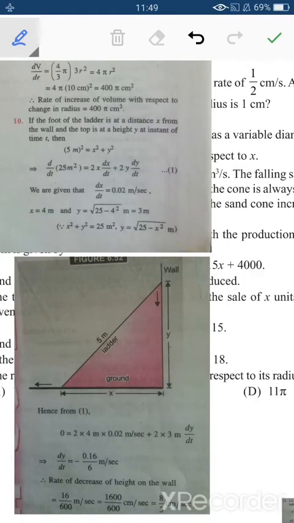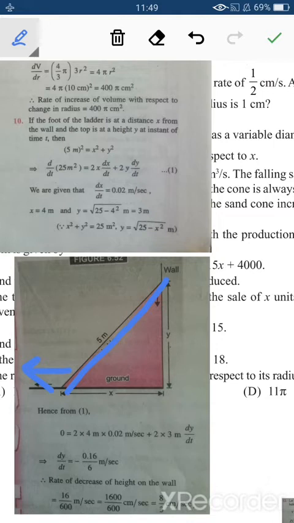In this question, see the figure here, a ladder is 5 meter long. The bottom of the ladder is pulled along the ground away from the wall. This arrow indicates that the foot of the ladder is moving away from the wall at the rate of 2 centimeter per second. Here time is given to us per second, so it means we are given the distance per second.